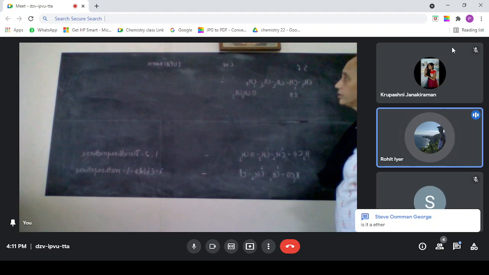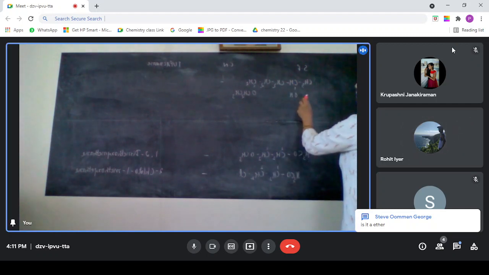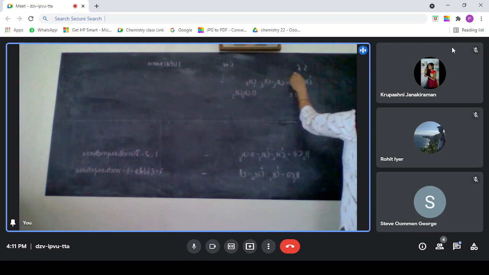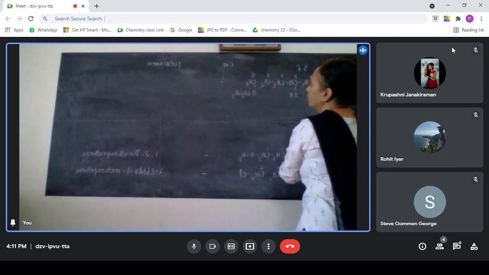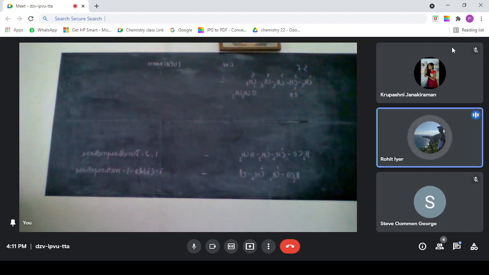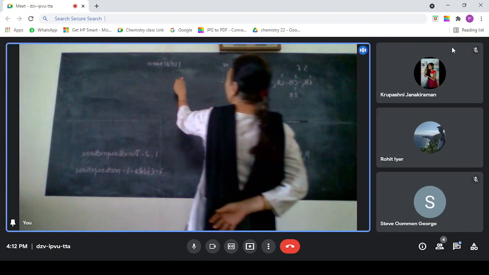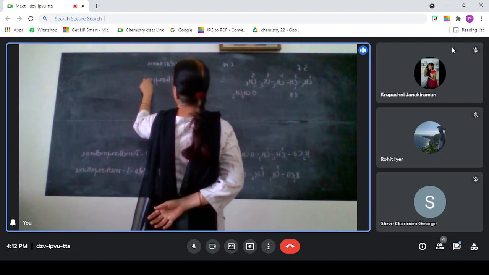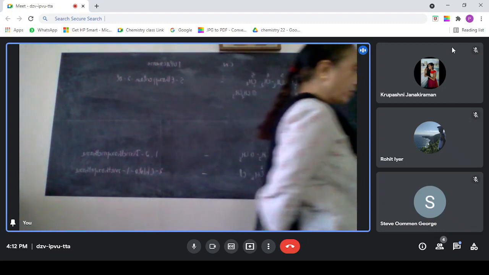Ma'am, 1-ethoxy pentan-4-ol. See, you have to number it nearer to the alcohol. This will be an alcohol, definitely. Now tell me. 5-ethoxy pentan-2-ol. Oh, I had written one. Okay, 5-ethoxy pentan-2-ol. 2-pentanol. Correct.